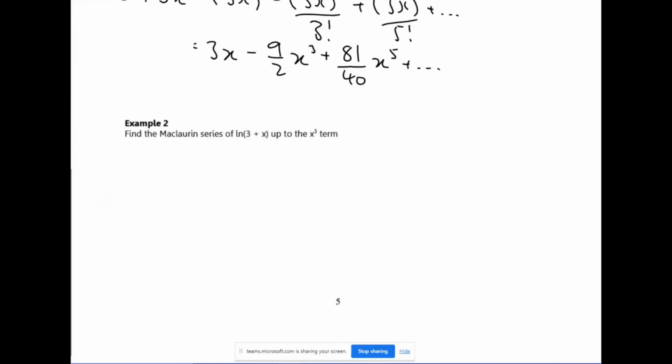Now, example 2, you've got to be a little bit careful of. So remember, the standard formula you've got in your formula sheet is for ln 1 plus x. This is ln 3 plus x. Now, what it's tempting to do for this, and please don't copy this down, I'm going to show you a wrong way to do this first. So what it's tempting to do is to write this as ln 1 plus 2 plus x, which obviously is the same as 3 plus x, and then substitute 2 plus x into your standard Maclaurin series instead.